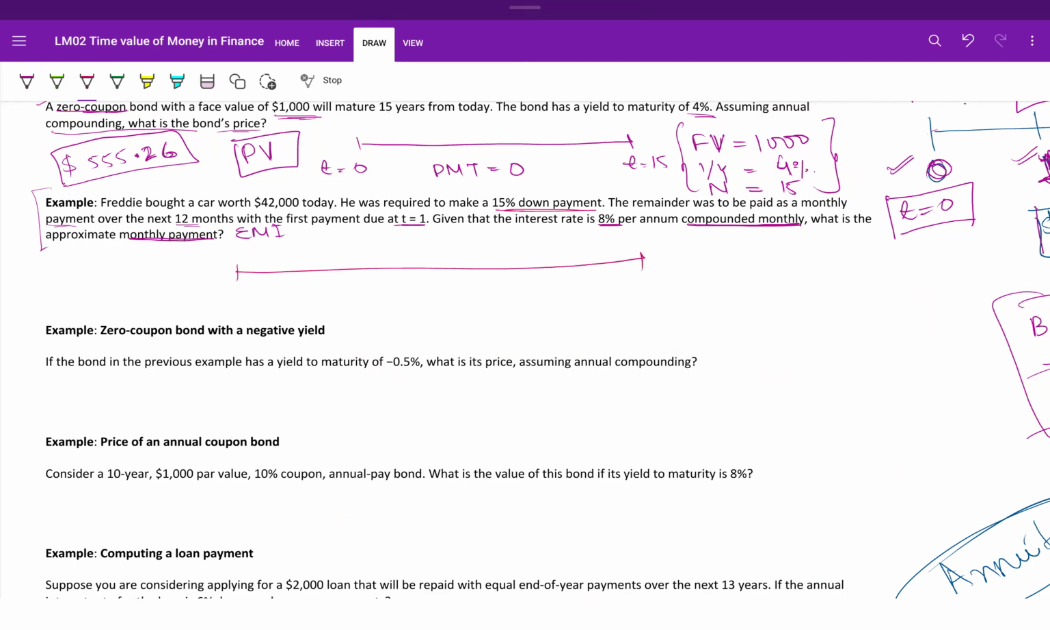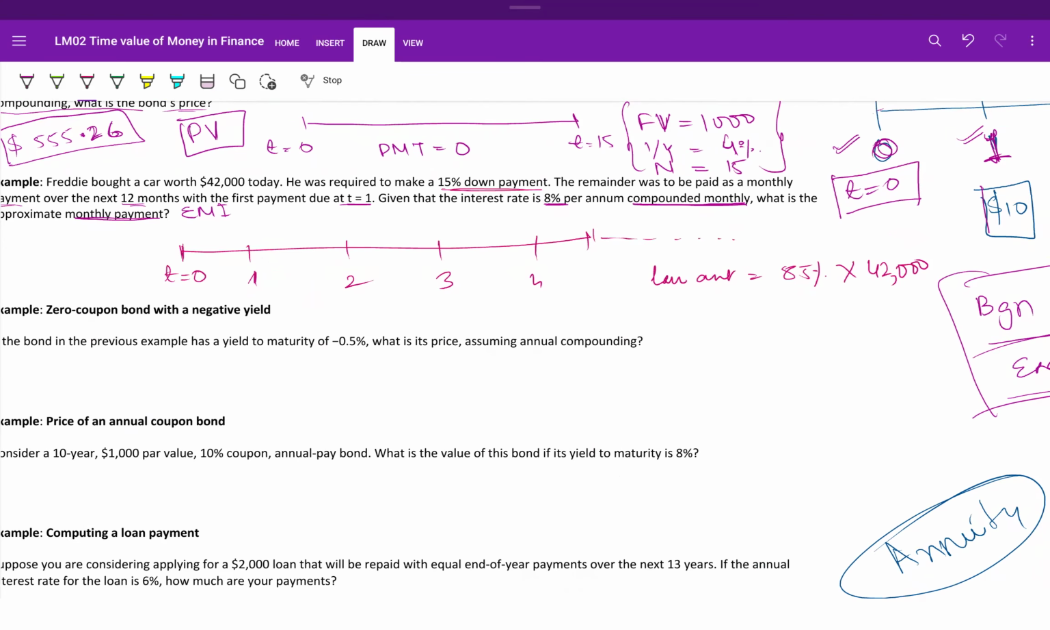Now understand this thing. At time zero, time one, two, three, four. Here he has made a 15% down payment, and we want a loan. The loan amount is 85% of 42,000, since we have already made a 15% down payment. If we calculate this, the loan amount is going to be 35,700.